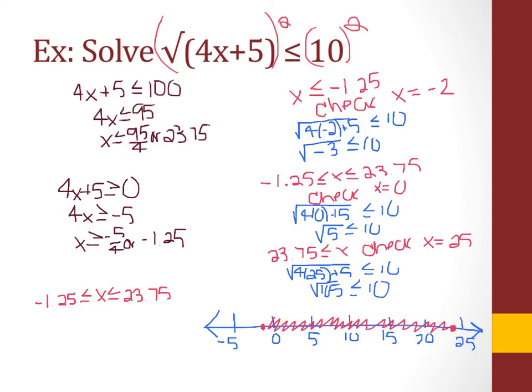Now make sure on your number line, since it's a less than or equal to for our points, we shade in our circles. If it was just a less than or a greater than, our circles would be open. That concludes our lesson on radical equations and inequalities.